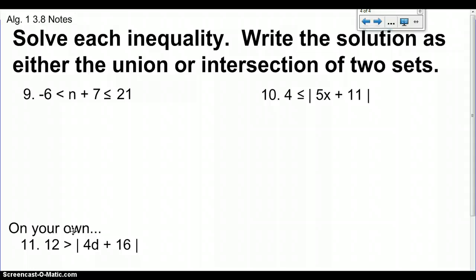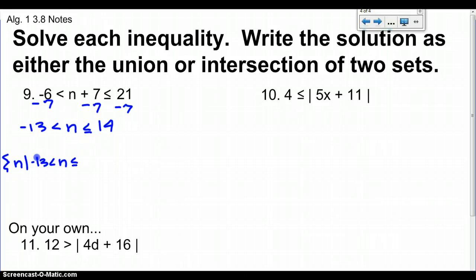Solve each inequality, then write the solution as either a union or an intersection of the set. So the first thing we need to do is solve it. We solve this one by subtracting 7 from each side to get negative 13 is less than n is less than or equal to 14. To write that as a union or intersection, first we're going to write that in set builder notation to get n, and then we write our inequality, negative 13 is less than n is less than or equal to 14.